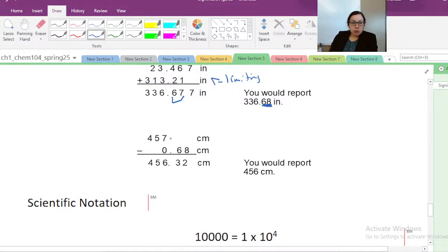And then this is what I call one of those awkward scenarios. You want to give yourself the zeros if you have them, because this is saying we couldn't measure it any more accurately than this. So we have no numbers after the decimal point, and that's a little awkward. We do our subtraction, we get 456.32, but then we're forced to round to the ones place.